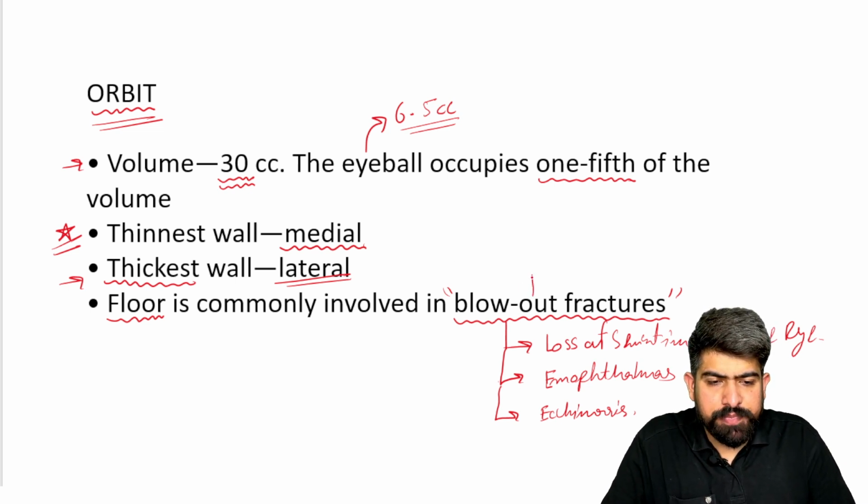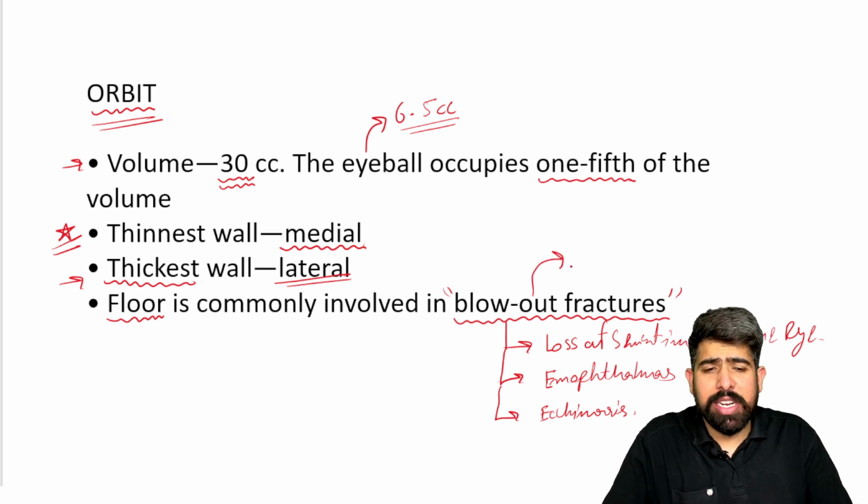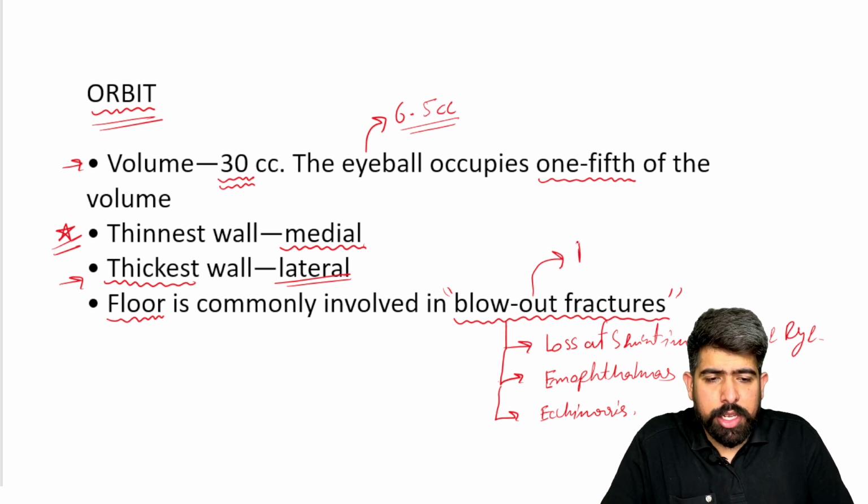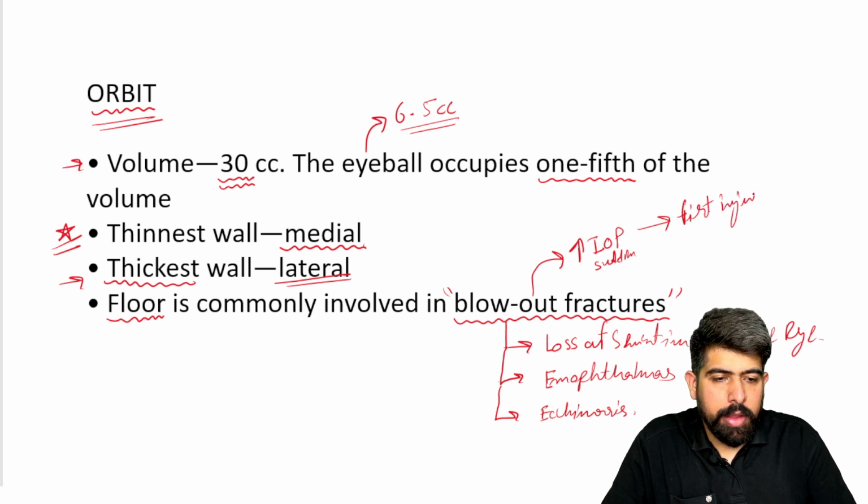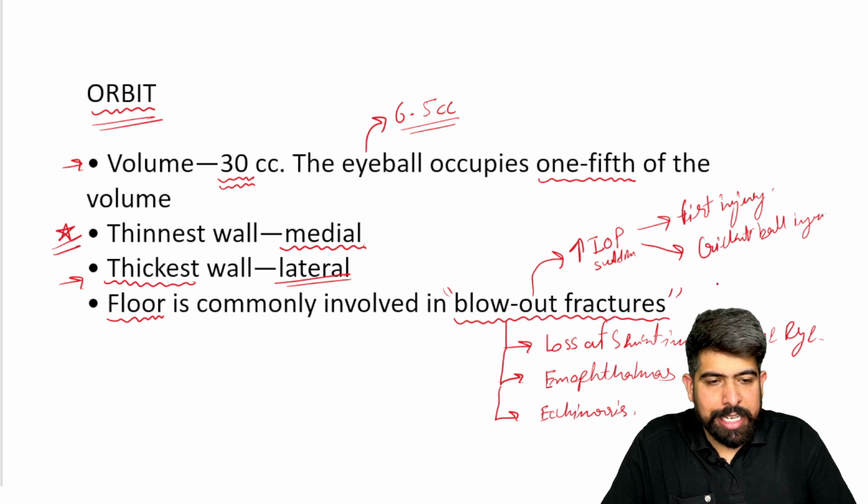And what is the most common cause of a blowout fracture? It is a sudden increase in pressure. Please remember, it is a sudden increase. And what causes the sudden increase? The first is fist injury, although I can also talk about cricket ball injury. Yes, tennis ball also. Sure, we can write tennis ball also.